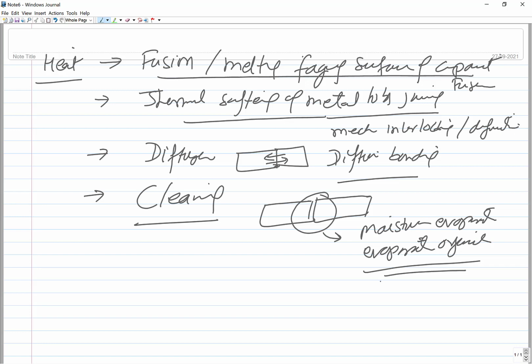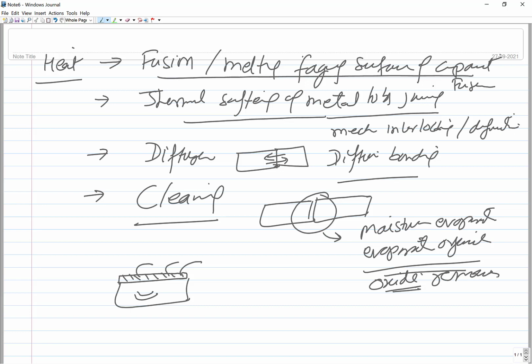If there are oxides present, let's say this is the component, and here you have a thick layer of oxide. The oxide will expand at a different rate compared to the base metal because of the difference in thermal expansion coefficient. When you heat, the base metal expands more than the oxides, and that is how the oxide layer gets removed from the surface. So the oxides are removed.